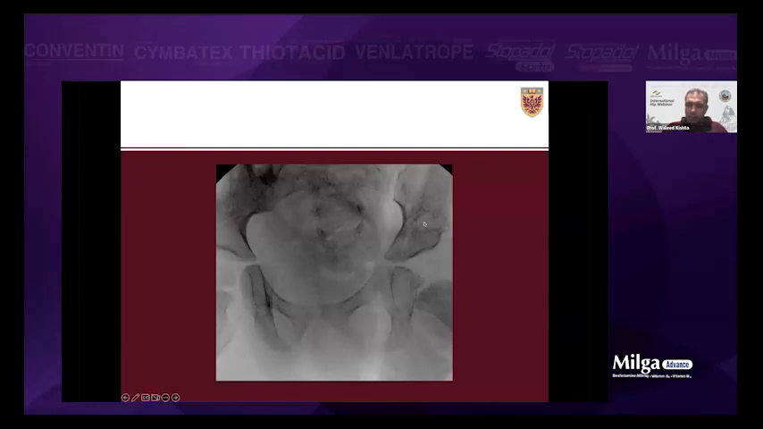The graft is in, it's from the ilium, and I did X-ray for it. It's very hard with C-arm, but you try to match the acetabular index and make sure it's very stable. And after this, we do the capsulorrhaphy.